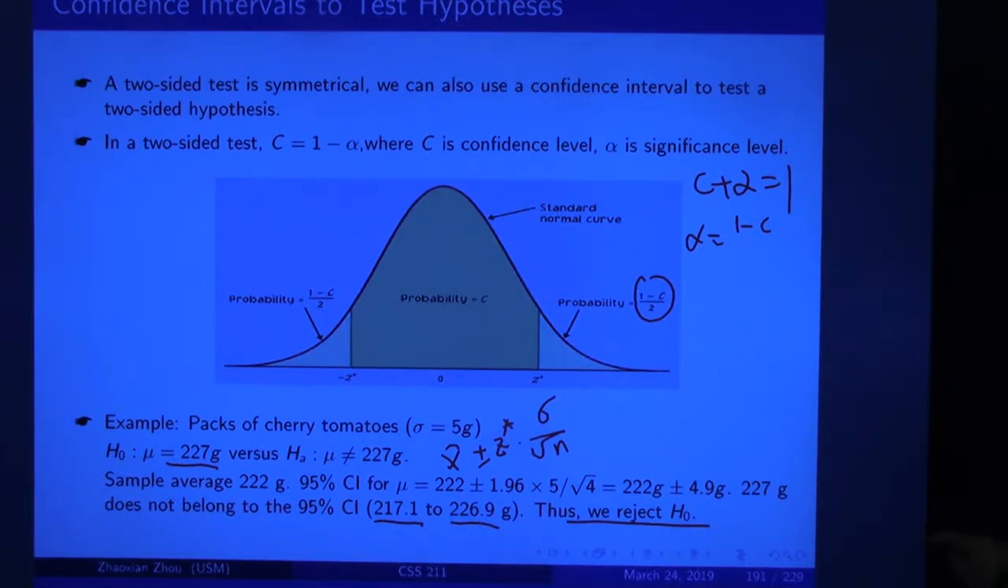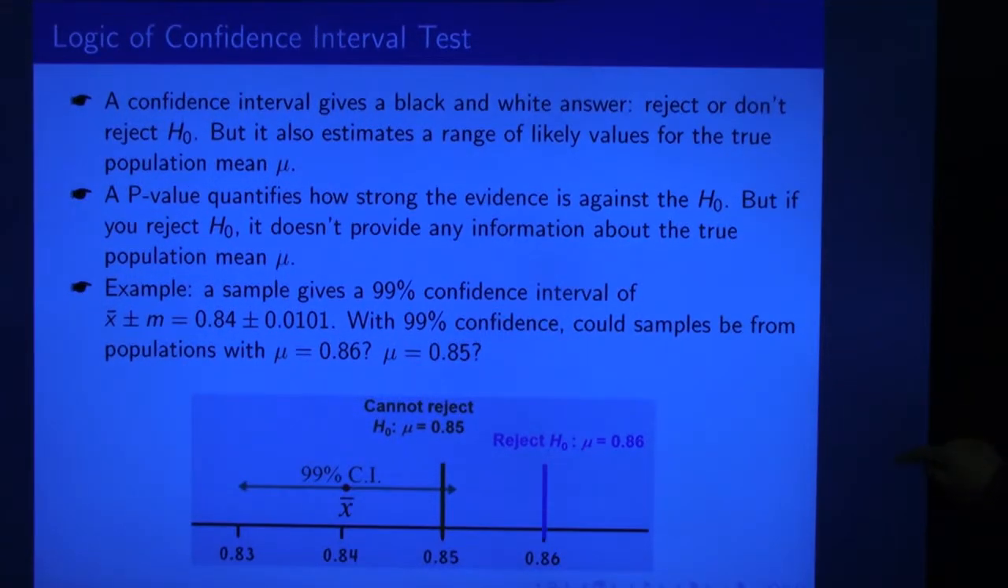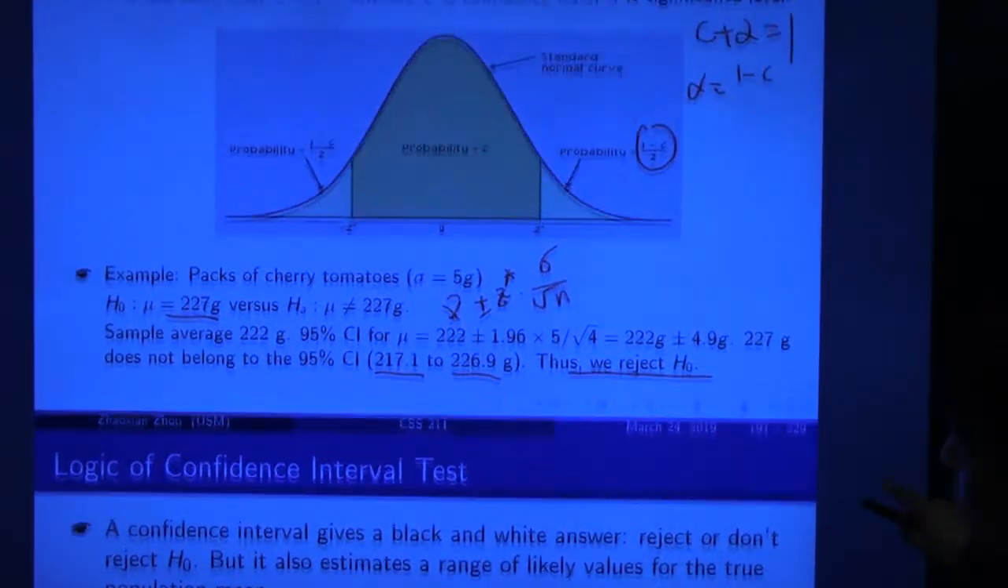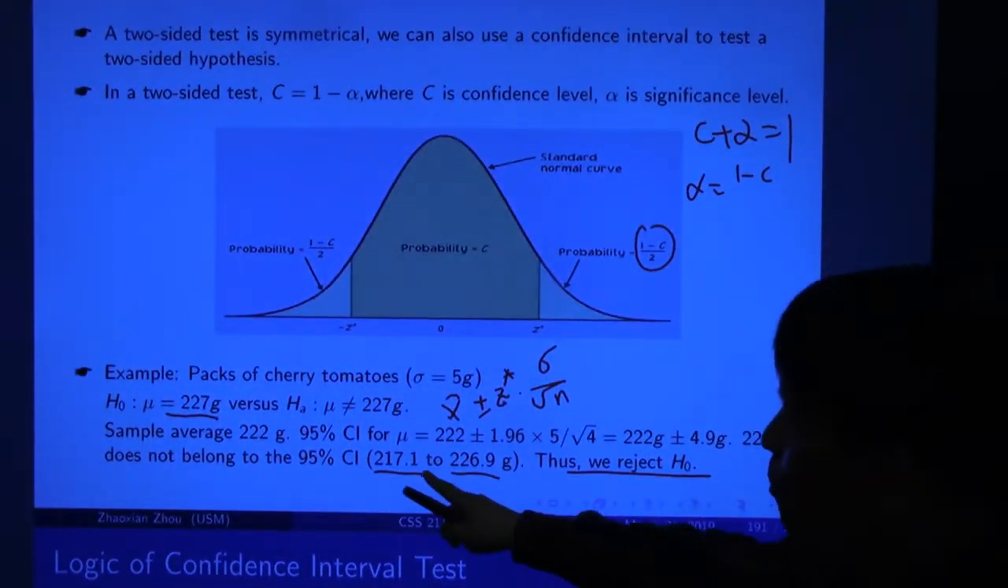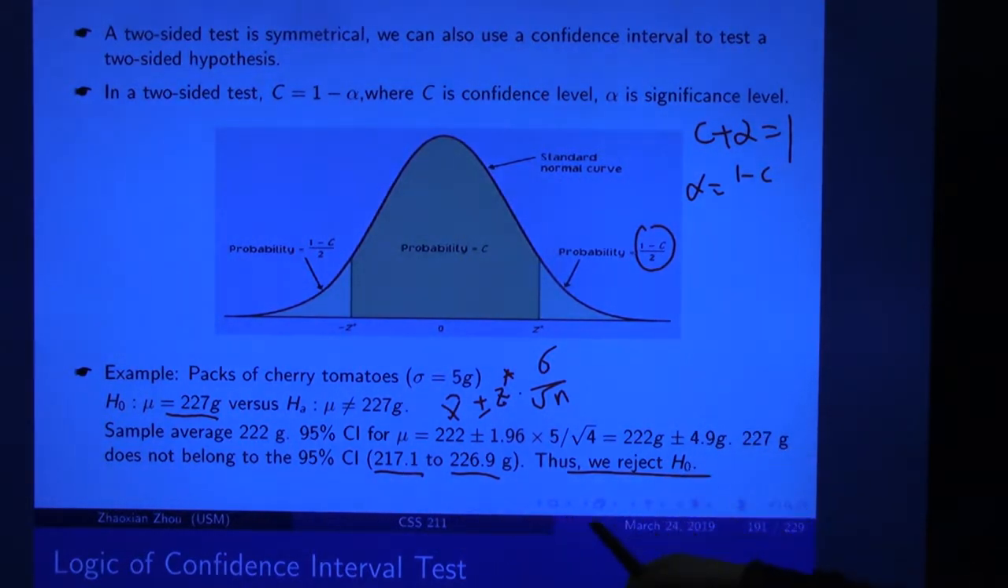Next, we further discuss the meaning or the logic of the confidence interval test. A confidence interval gives a black and white answer, yes or no, and we reject or don't reject H0. But it also estimates the range of likely values. In our example here, the confidence interval will estimate the mean of the population is between 217.1 to 226.9.